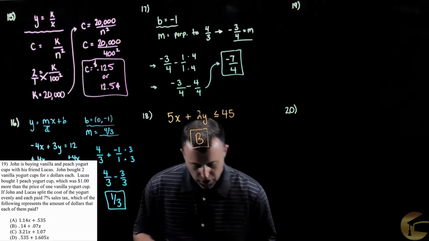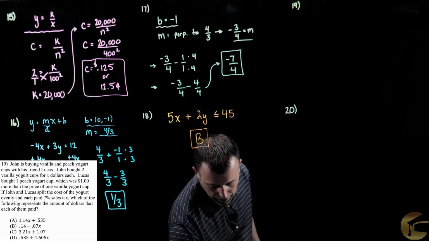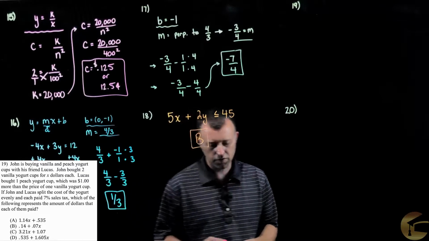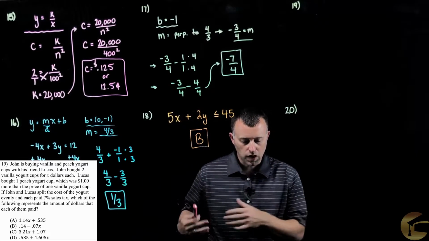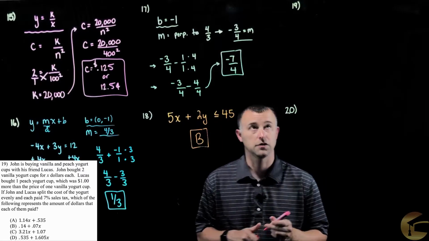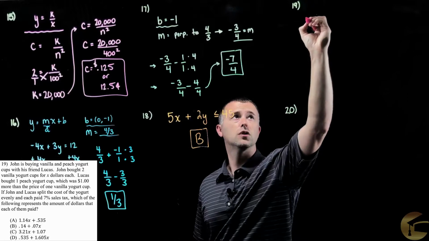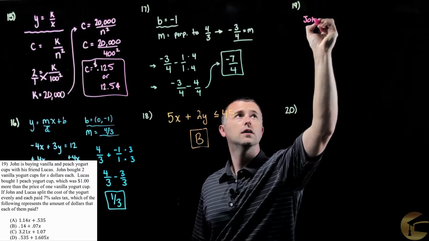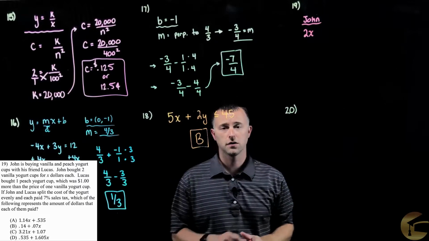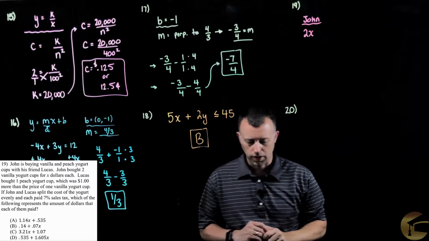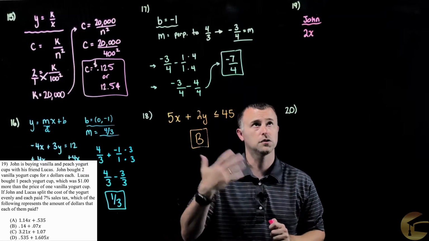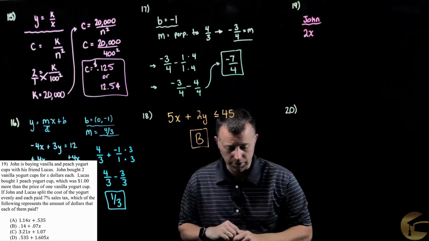again, we're trying to find equations here. So now we have John is buying vanilla and peach yogurt cups with his friend Lucas. So now we have someone else involved. So John bought 2 vanilla yogurt cups for X dollars each. So that word each just showed up again, so I'm going to go ahead and write John. And he paid 2X, $2 each. So it's $2. He bought 2 yogurt cups. The cost is X dollars, so that's kind of representing that situation.